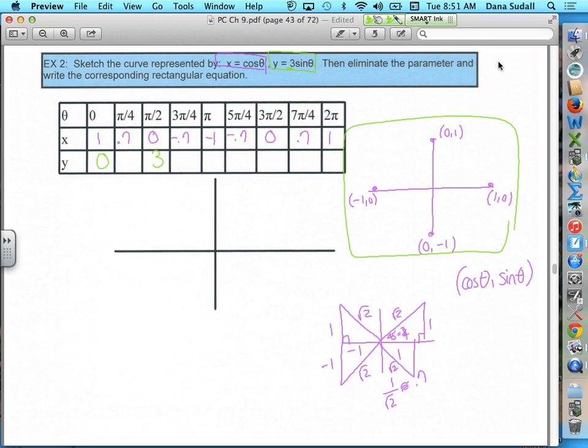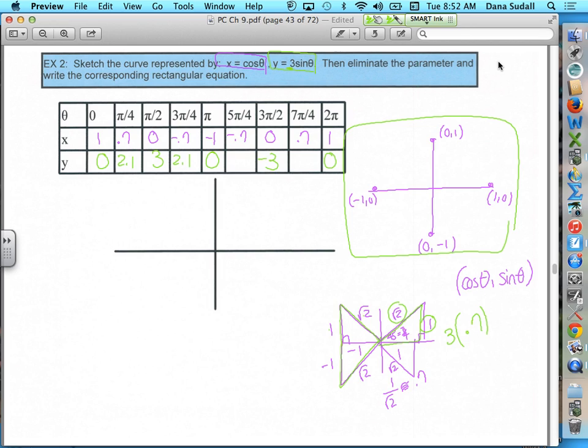At pi, my y coordinate is 0, times 3 would give me 0. At 3 pi over 2, I have negative 1, times 3 would give me negative 3. And at 2 pi, I have 0, times 3 would give me 0. And then we need to do the same thing with these values in between here. So 45-degree angle, my sine is 1 over root 2, which we said was about 0.7. But my value for y is 3 times that 0.7. So that's going to give me about 2.1. And at 3 pi over 4, the sine is still 1 over root 2, which still gives me positive 2.1.